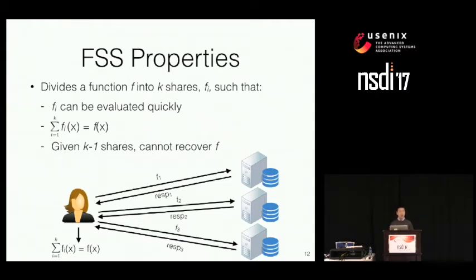First, a function is divided into k shares, and the shares have the following properties. Each share can be evaluated quickly. The sum of the shares evaluated on an input is equal to the input evaluated on the original function. And given all but one share, someone cannot recover the original function f.